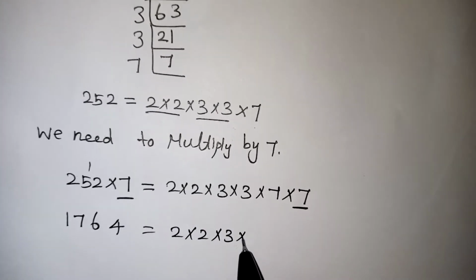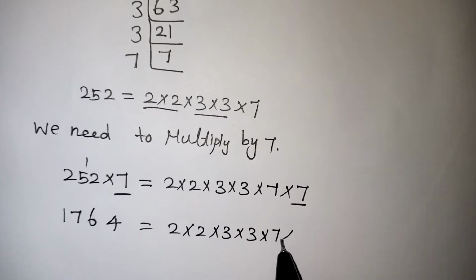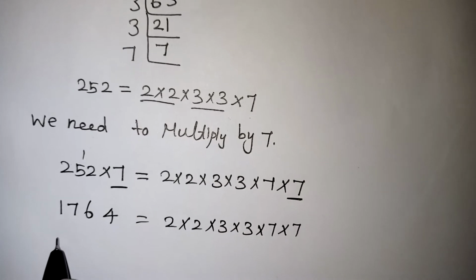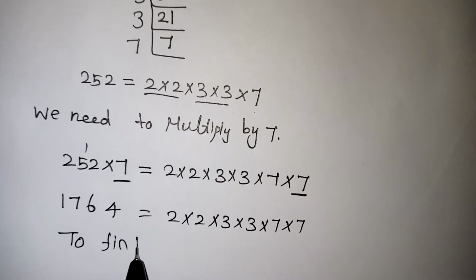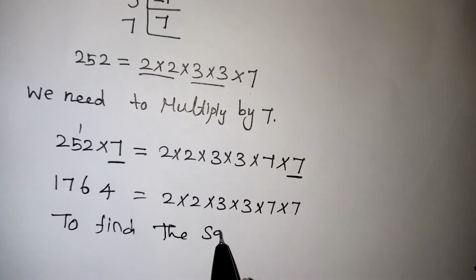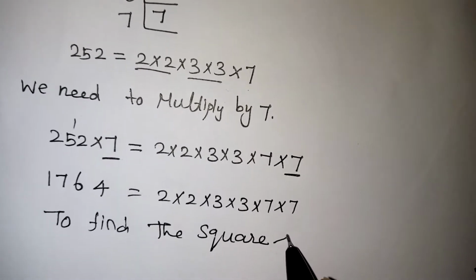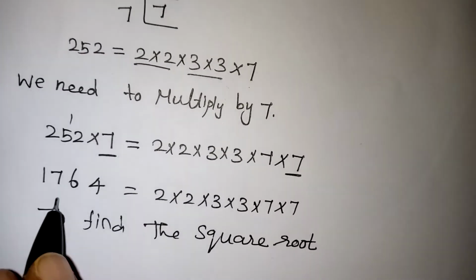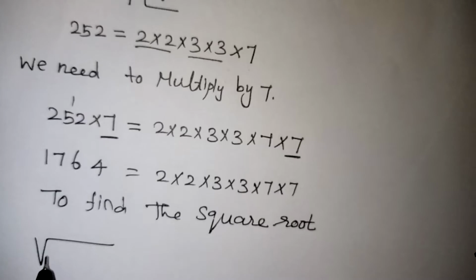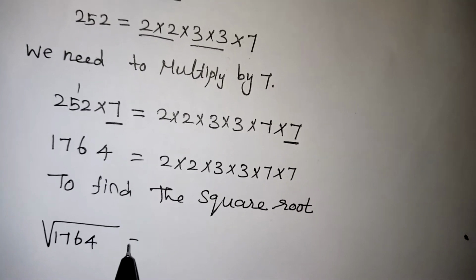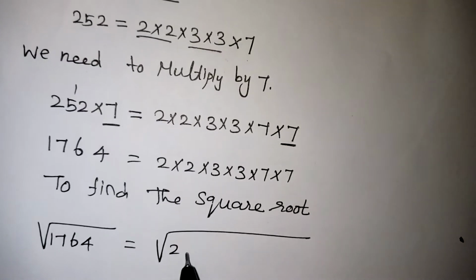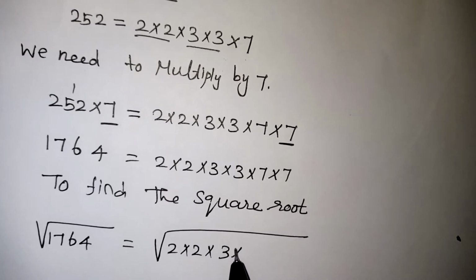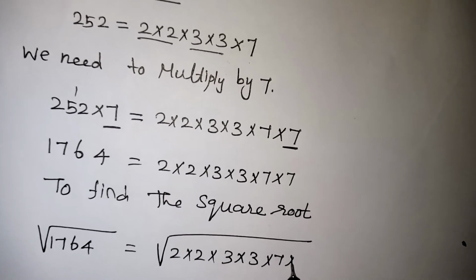Now in your question, they have asked you to find the square root. To find the square root is our question. So we are going to find the square root also for this problem. Now take the square root on both sides. So root of 1764 is equal to, on this side also we should take the root, 2 into 2 into 3 into 3 into 7 into 7 we should write.